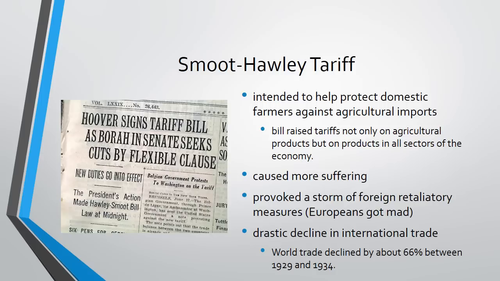The Smoot-Hawley Tariff was a piece of legislation that was originally intended to help protect domestic farmers against agricultural imports. During World War I, countries outside of Europe increased their agricultural production. Then, when the war ended, European producers stepped up their production. Thus, massive agricultural overproduction occurred during the 1920s. This, in turn, led to declining farm prices during the second half of the decade. By the time the legislation was passed, the bill raised tariffs not only on agricultural products, but on products in all sectors of the economy.